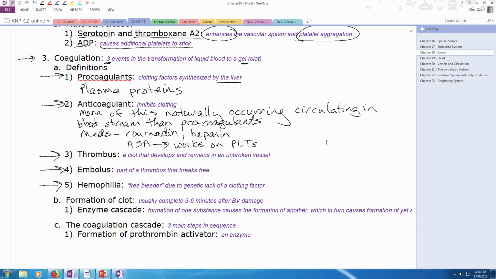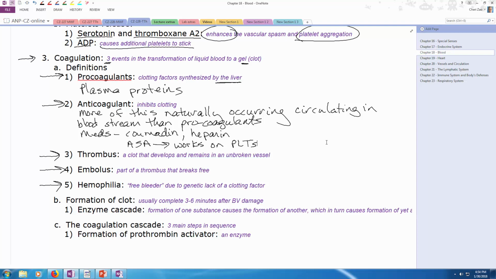So part of a clot that develops and remains in an unbroken vessel. A thrombus actually starts on a vessel wall and gets bigger and bigger, correct? It can get so big that it can completely block that blood vessel. And if it's in your heart, that's called a heart attack, right? A thrombus doesn't always have to block the vessel, but it starts to narrow it, correct?